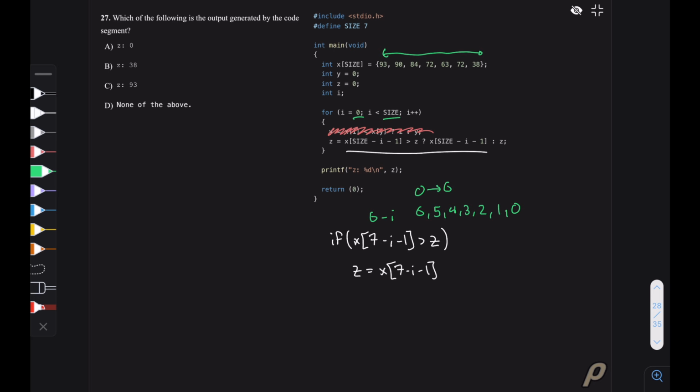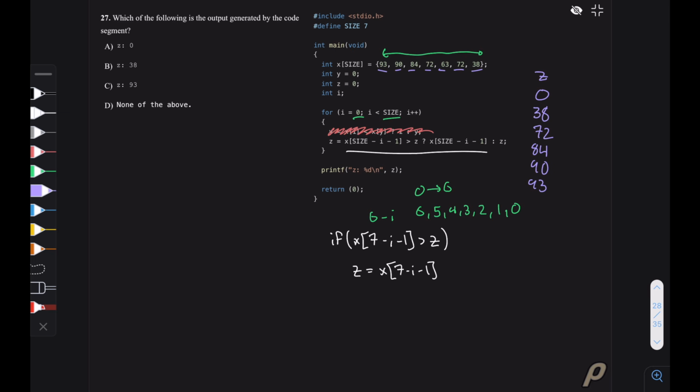But now we're just checking, is the current value greater than z, right? So what does z get initialized to? Z is 0 initially. So then we check here. Is 38 greater than 0? Yep. So we set that to 38. Is 72 greater than 38? Yep. Is 63 greater than 72? Nope. Is 72 greater than 72? Nope. Is 84? Yep. How about 90? Yep. 93? Yep. And then we end.